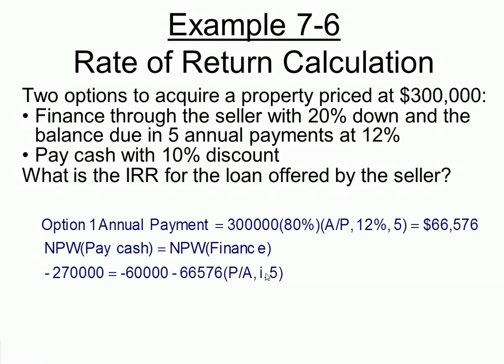But either way, we need to find this internal rate of return to figure out the rate of return for the loan offered by the seller, because we're actually comparing paying cash versus the financing. So now, what is the rate of return offered by the seller? Simplifying, moving these things around, we find the P given A.